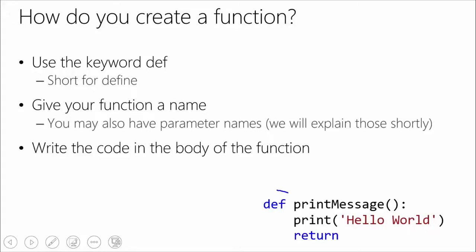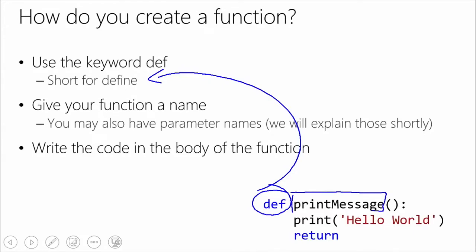All right, well then, how do we create a function? First little part that we're going to need is the keyword def, which is short for define. Makes sense. Next part right here is going to be the name of the function. Now, the name of a function is extremely important because this is what you're going to keep using over and over and over again.